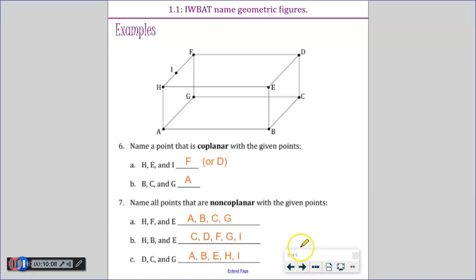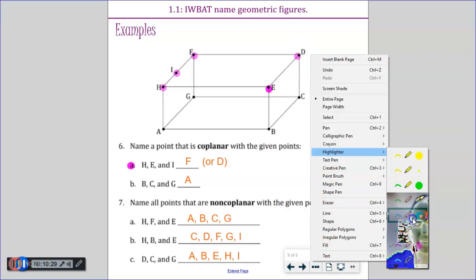For question 6, we're looking at points that are coplanar. The ones that I know about are H, E, and I. H, E, and I are all at the top of the box, so the other points that are coplanar with H, E, and I would either be F or D. Either answer is correct.